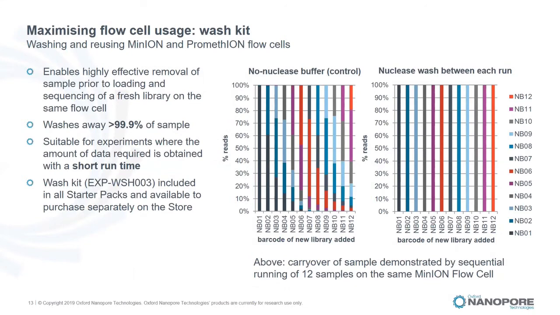But using the new nuclear wash kit, almost all the sample is very nicely cut over, washing away more than 99.9% of the previous sample. So this is a very powerful washing kit. You can use it to increase throughput, and you can also use a different sample on the same flow cell, which really helps to reduce your running sample cost.